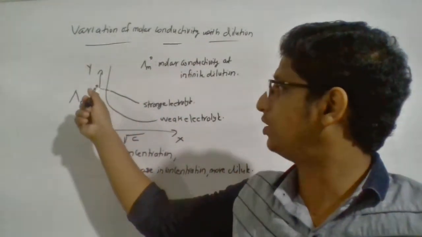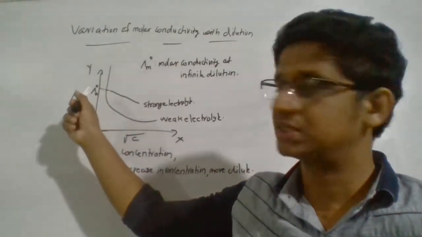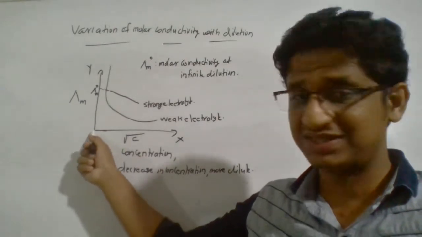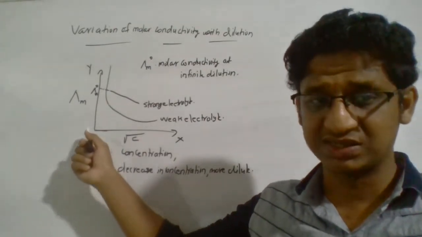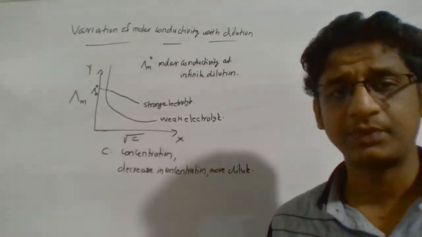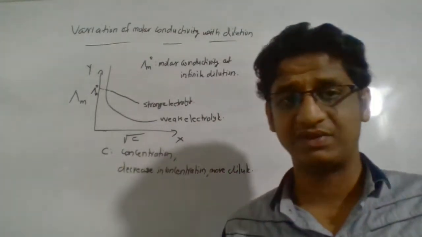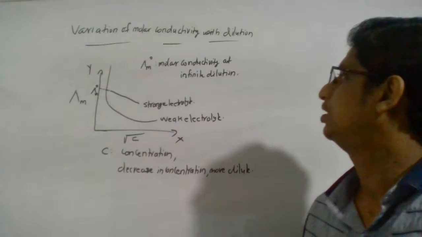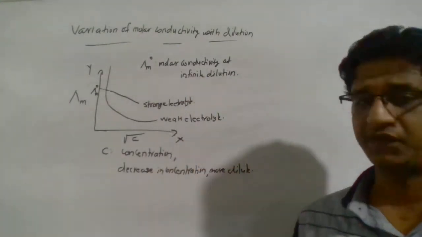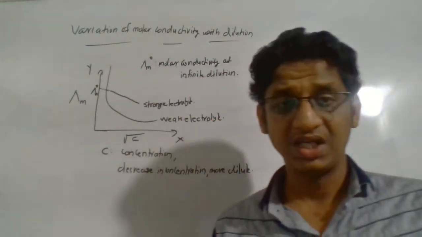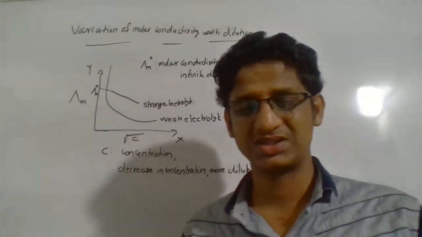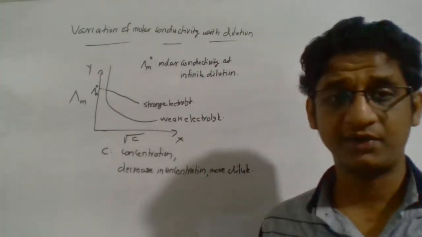The point where it meets the y-axis will be the point where the concentration is nil. We can imagine concentration is zero. That's the point we will say is the molar conductivity at infinite dilution. So molar conductivity at infinite dilution can be found for a strong electrolyte. But it's not that easy, or it's almost not possible, for a weak electrolyte.